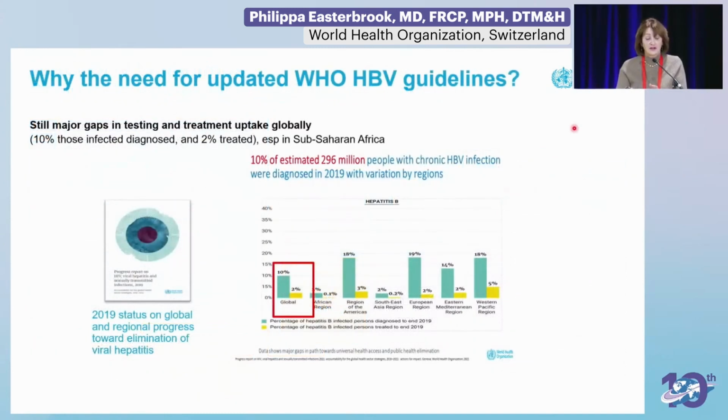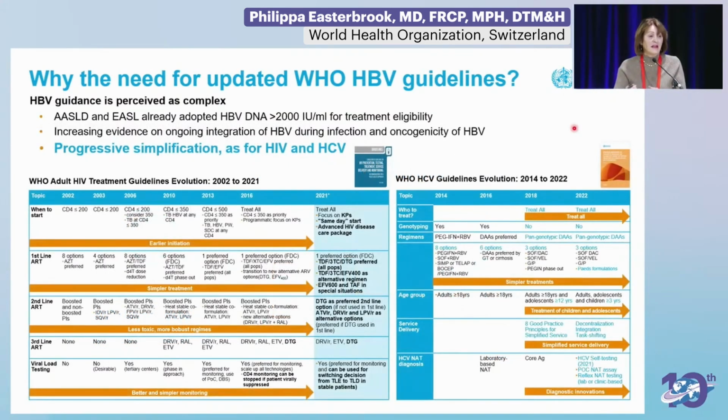So, as I think Fumi shown on an earlier slide, the need for the Hep B guidelines is really that we continue to have major gaps in testing and treatment. And so the quest to further simplify and make the testing and treatment more accessible. In addition, the hepatitis B guidelines had always been perceived as somewhat complex, and there had been some movement in different directions with other professional society guidelines. And of course, the background rationale being the increasing recognition about the ongoing integration of Hep B during infection and the oncogenic potential.